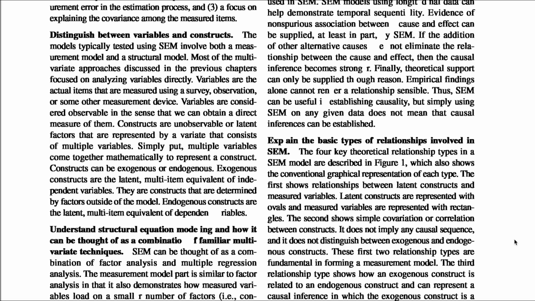Constructs are unobservable, latent factors that are represented by a variate that consists of multiple variables. Simply put, multiple variables come together mathematically to represent a construct. Constructs can be exogenous or endogenous. Exogenous constructs are the latent, multiple-item equivalent of independent variables. They are constructs that are determined by factors outside of the model. Endogenous constructs are the latent, multiple-item equivalent of dependent variables.